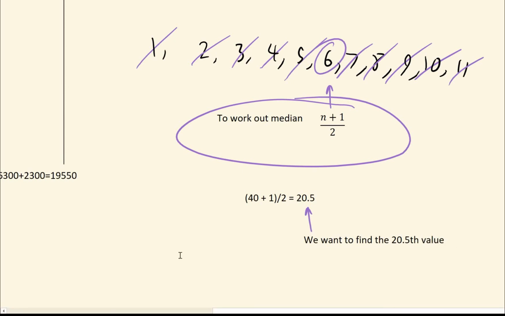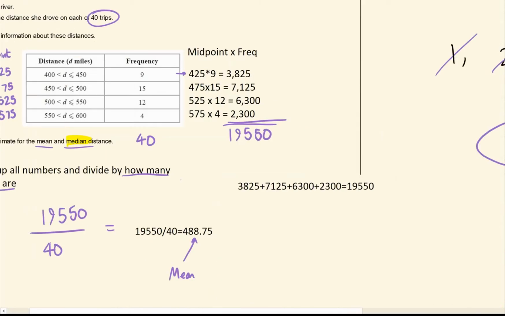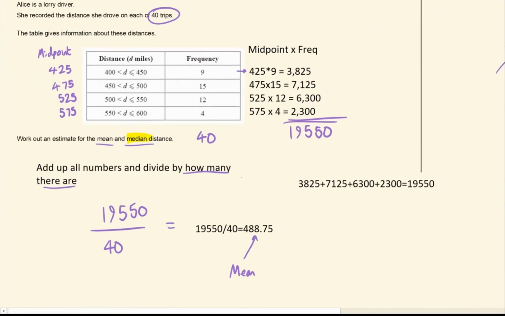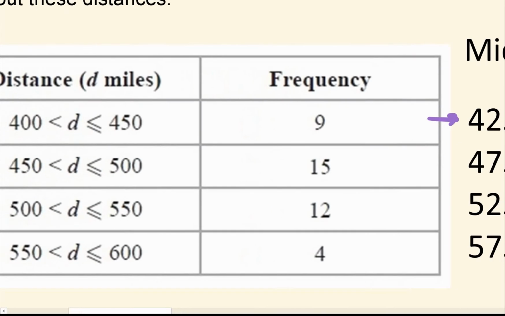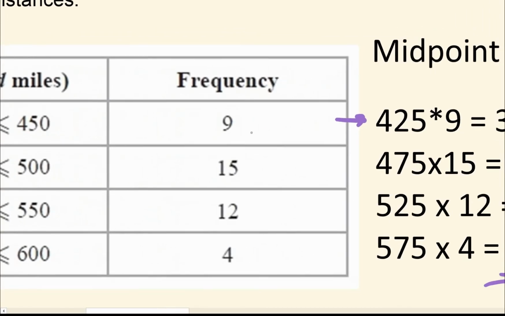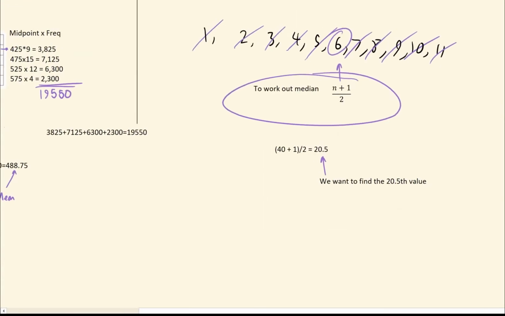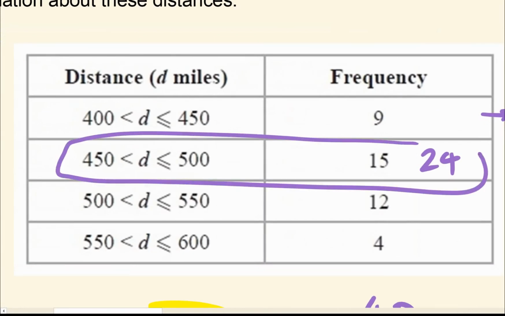Okay, and what we're going to do, we're not going to find the exact value, we're going to find which class it's in, which group of these distances is it in. So on the 20.5, we know the first 9 values take me from 400 to 450. The next 15 values take me from 450 to 500. That means in total, if you add these together, what's called a cumulative frequency, we've had 24 values so far. We wanted the 20.5 value, so that means it's going to be somewhere in here.